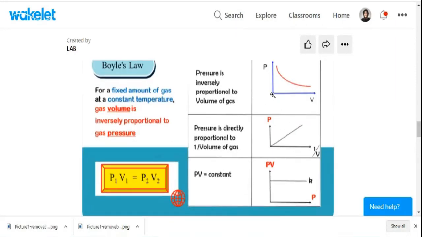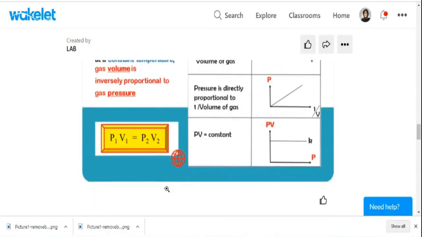So check the graph. P and V are inversely proportional, but P over 1 over V is directly proportional. P1 V1, then over P, is a straight line. So this is the K. PV is constant. That's why you will get the formula P1 V1 equal to P2 V2. This is Boyle's law.